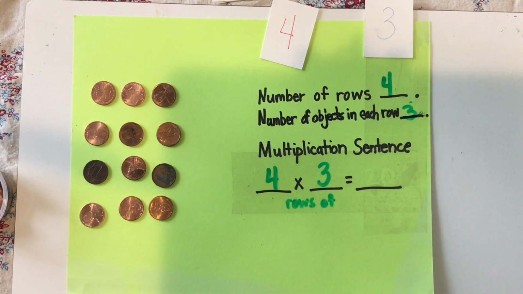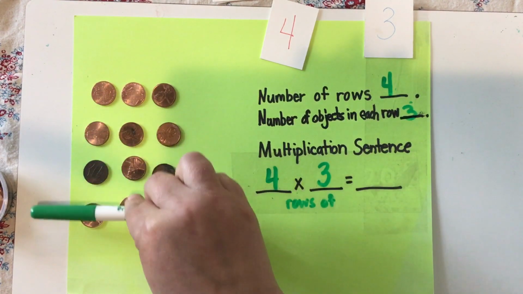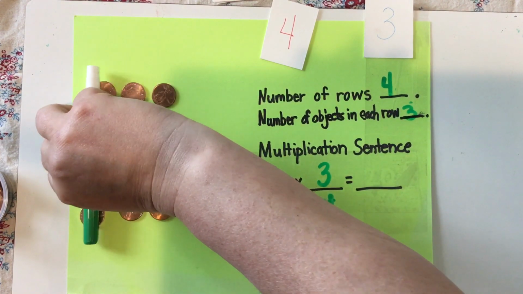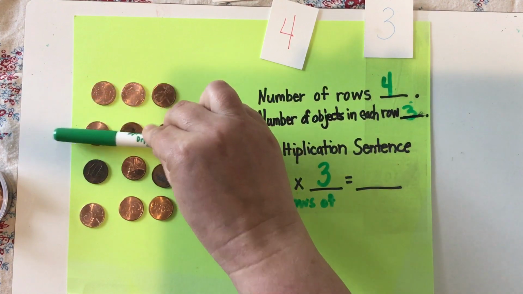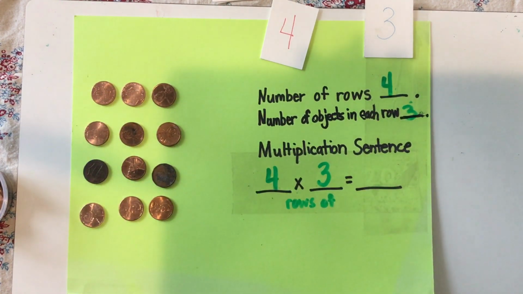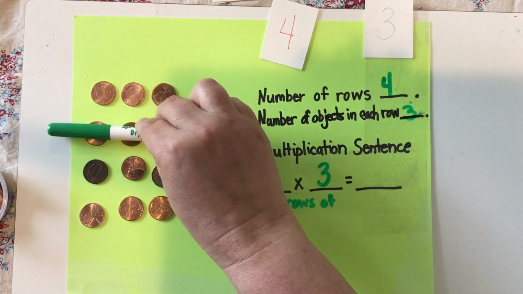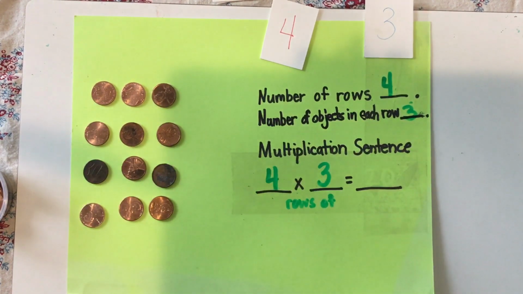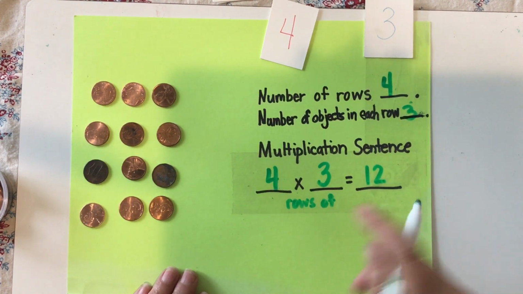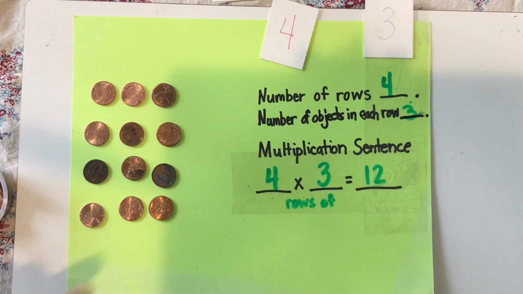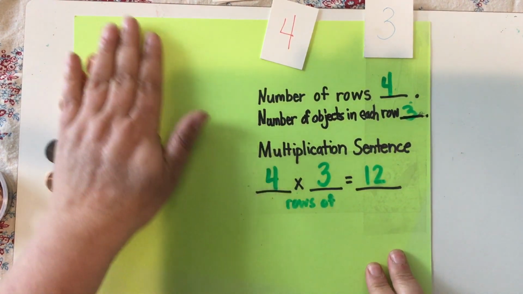So I want you to look at your rows. These are your rows, and these are your columns. I want you to skip count by 3s to get the whole. Fabulous. Did you get 12? We have a total of 12 pennies. Fantastic. Let's try another one.